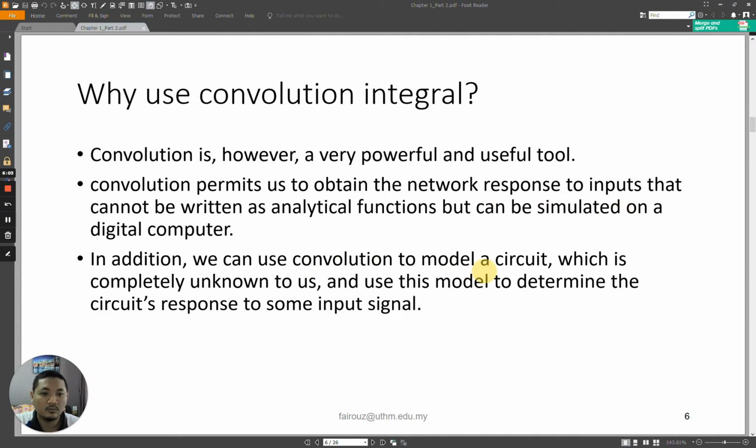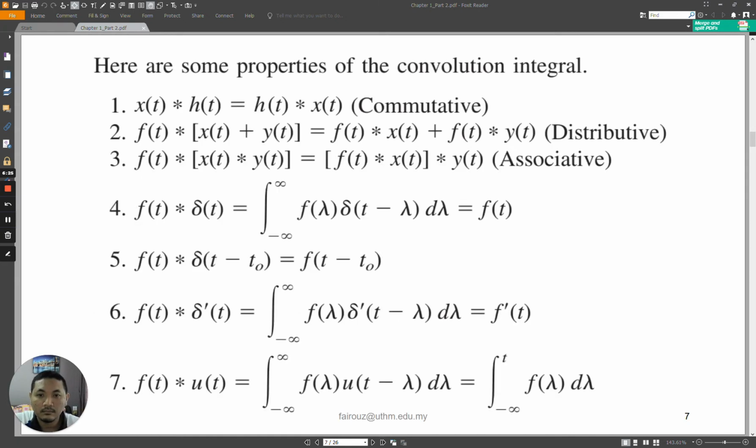We can use convolution to model a circuit which is completely unknown to us, and use this model to determine the circuit response to some input signal. So basically, if we have the input and we have the output, we can even get the system itself and so on. These are some properties, never mind.